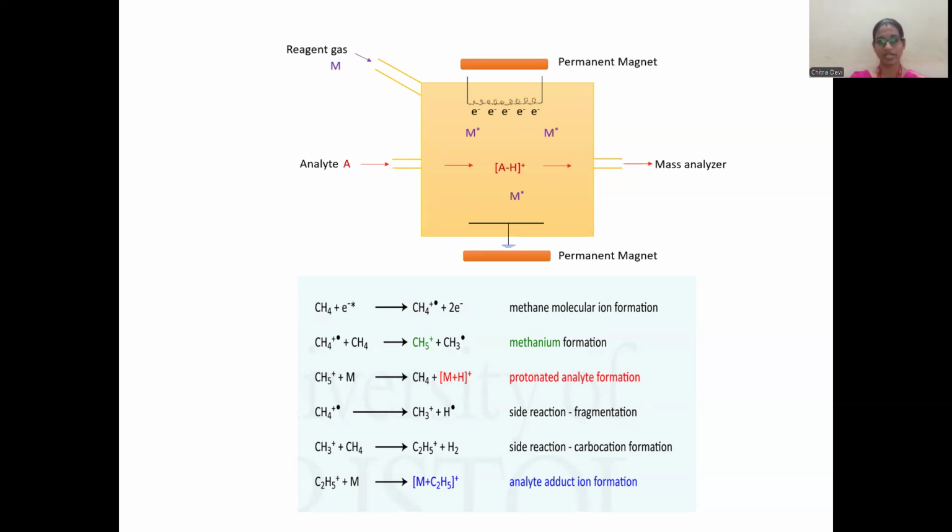So you can see how the reaction will be. First CH4 and the ions will be there. You can get the methane molecular ion. Next, methanium formation. Then this methanium reacts with your analyte. So then the protonated analyte will be there, that is M plus H, the whole plus. Only this protonated analyte will be accelerated and finally go through the deflection chamber. Then finally it reaches the detector. Okay, this is happening here.